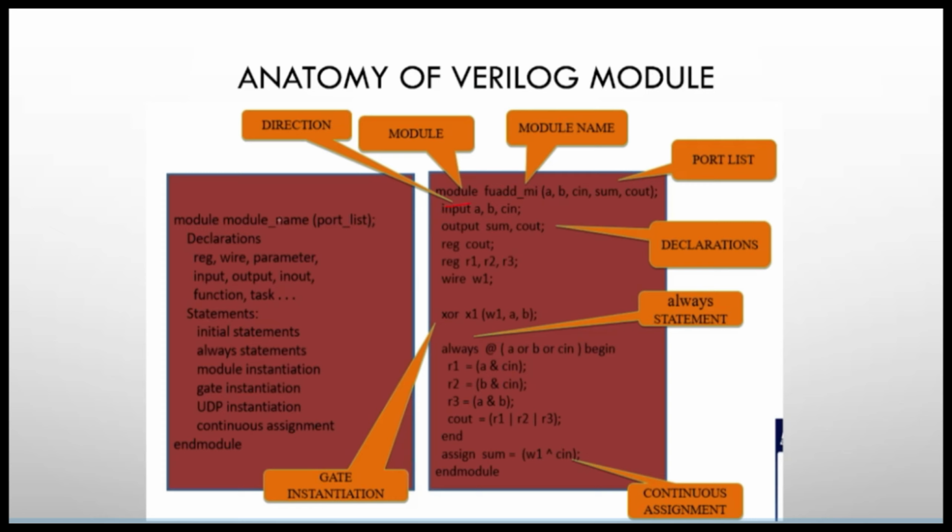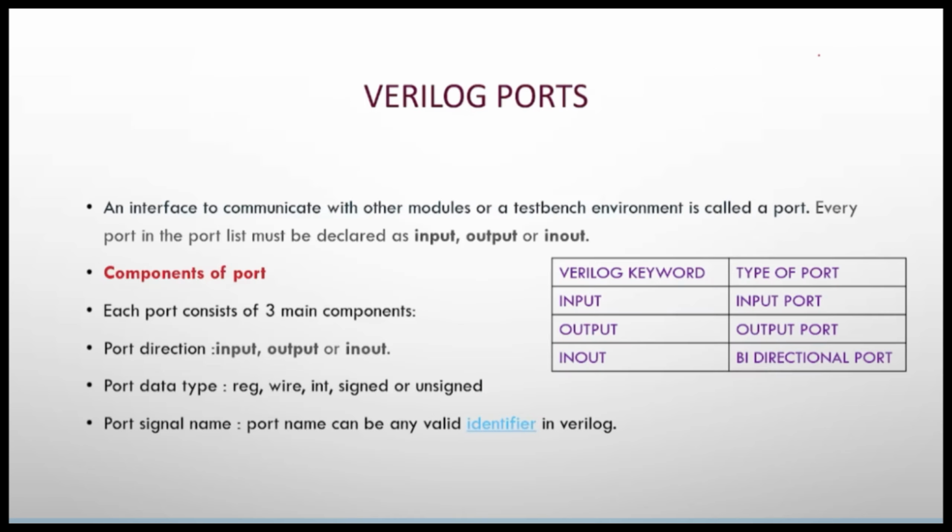So what does this module consist of? Like module name, we have already seen it. Ports list, declarations, like input and output ports. And then if it is behavioral modeling, you will be using the always statement. If it is data flow modeling, you will be using the continuous assign statement. If it is gate level modeling, you'll be using the gate instantiations. And then direction is nothing but which direction it is, whether it is input or output, right?